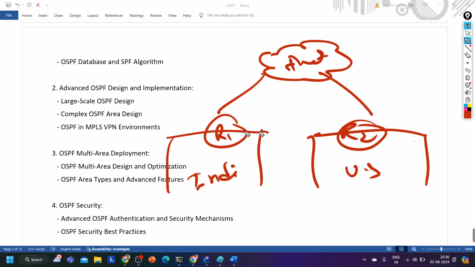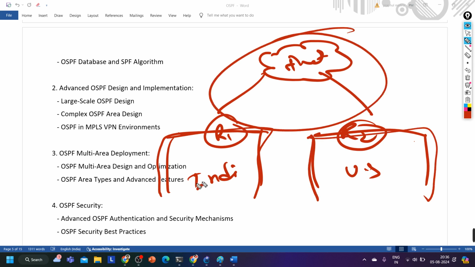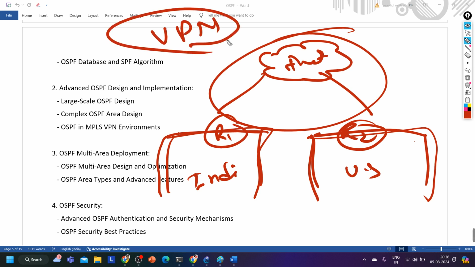So this is my private network, and this is my public network. So 2 private sites are connected together with the help of a public network. By default, 2 private networks cannot communicate with each other over a public network. The technology we use to make it possible is known as VPN. Over our public network, I can create a virtual private network. That is VPN technology. We will learn it later.